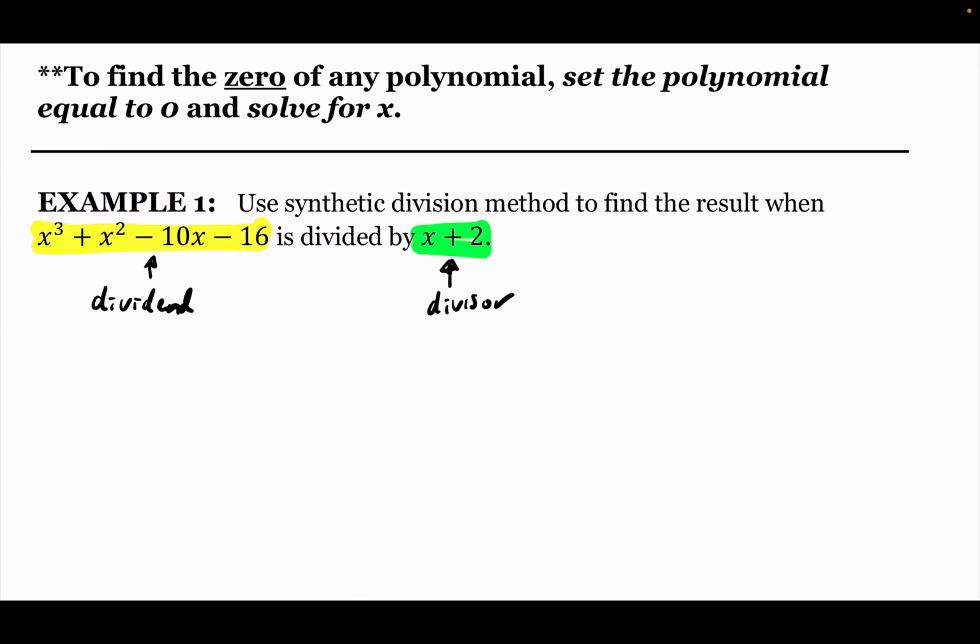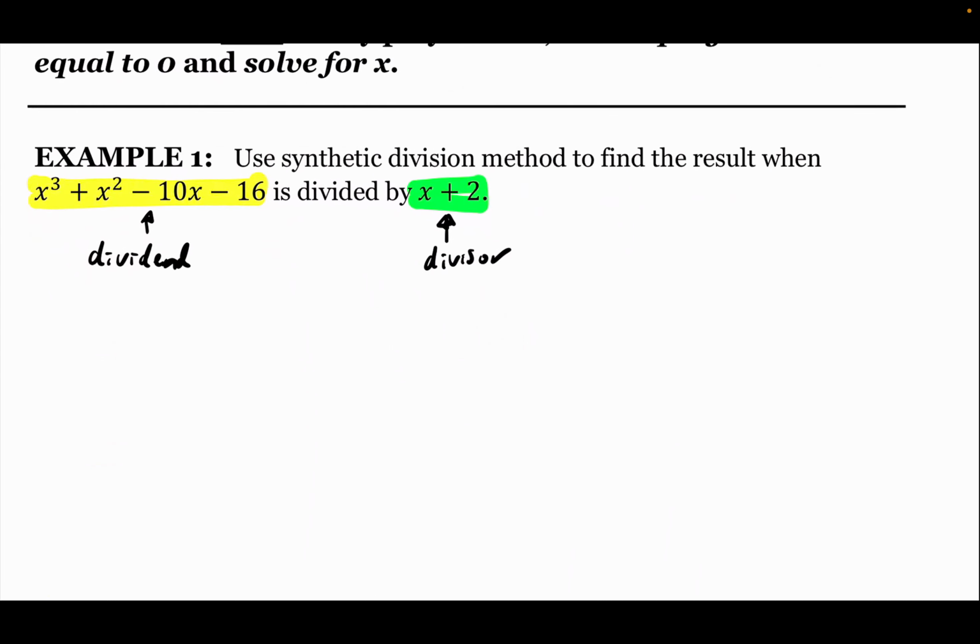So the first thing I've got to do is find the zero of the green guy. So how do you find zeros? You've actually done this before. Zero means set it equal to zero and solve. So I'm going to set the green guy equal to zero.